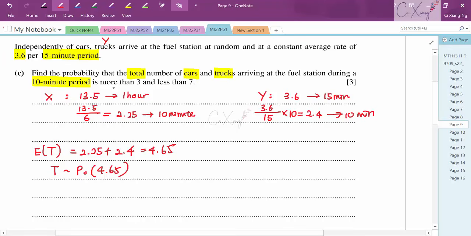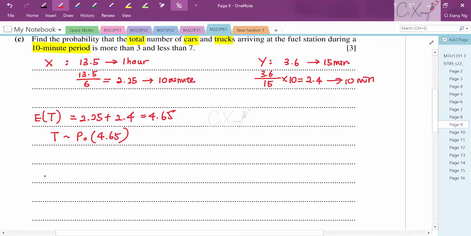Then now they want us to calculate the probability where the car and the truck arrive more than 3 but less than 7. So they want us to calculate the probability for more than 3. T is more than 3, doesn't include the 3. And then less than 7. So less than 7 means smaller than 7. Since T is Poisson distributed, therefore all the values for T should be whole numbers. So greater than 3, what are the possible values that are greater than 3? So we are having T equals to 4, T equals to 5, and also T equals to 6. So you should include these 3 for the calculation for the probability part.